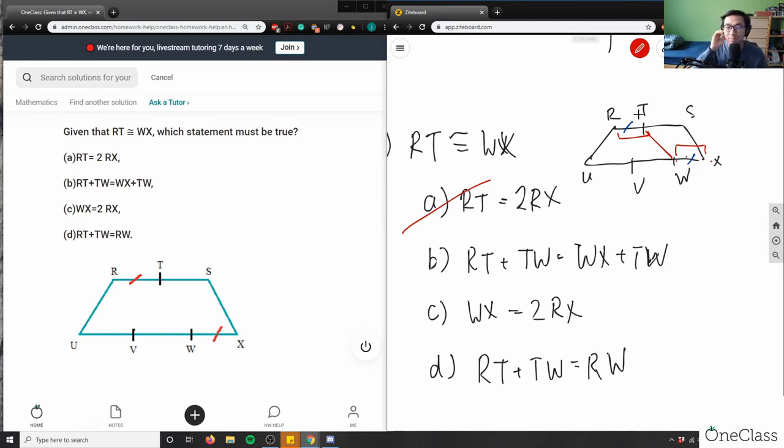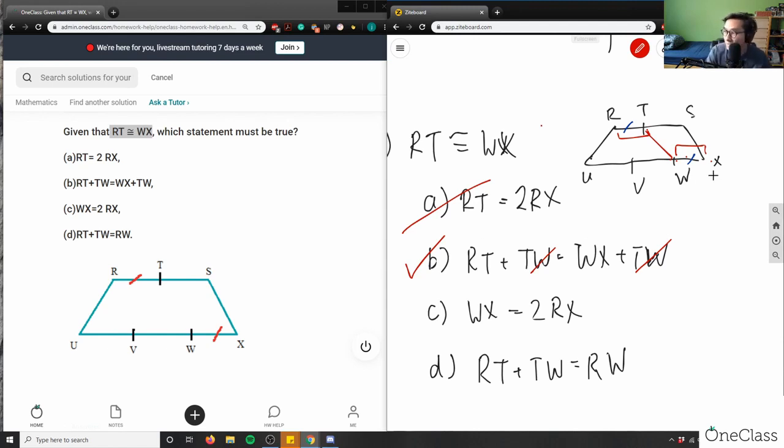No one's perfect also says B is correct, and that's right, because I know that RT and WX are congruent with each other, and TW is the exact same from here to here. TW exists on both sides, so in this algebraic equation you can cancel them out. RT equals WX, and we know RT is congruent to WX, which means B is our correct answer.